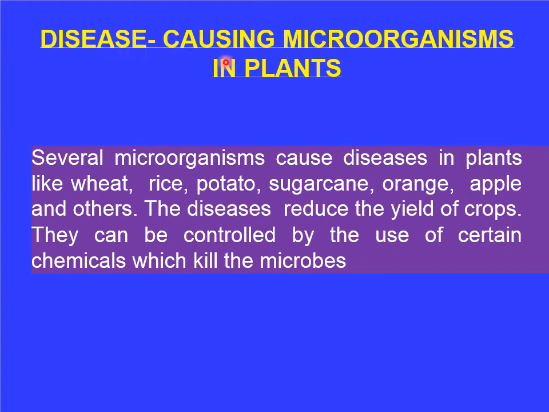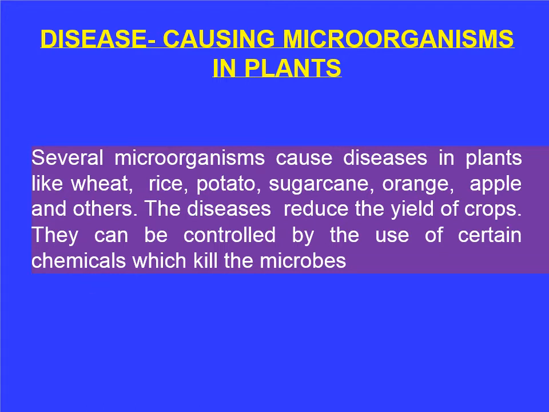Now, the disease being caused by the microorganisms in plants. There are several microorganisms which cause disease in plants like wheat, rice, potato, sugarcane, orange, apple, and there are many other examples of plants. Now what is the effect of this disease? The diseases reduce the yield of the crops. There is a reduction in the production, but they can be controlled by the use of certain chemicals which will kill the microbes.